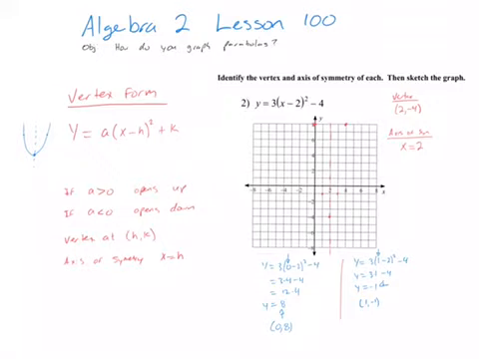Now I could keep plugging in more and more points if I wanted, like plugging in 0.5 or 3/4 or something like that. But I get the basic idea of the shape, and since it just says sketch, it doesn't say it has to be exactly perfect, I'm going to graph it like this.